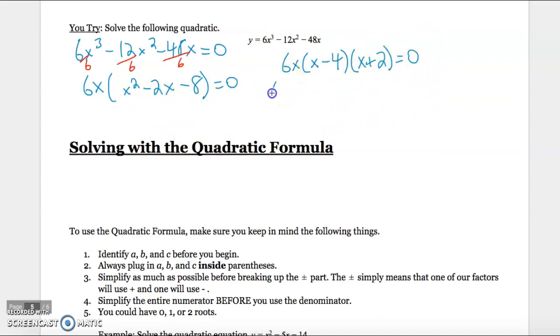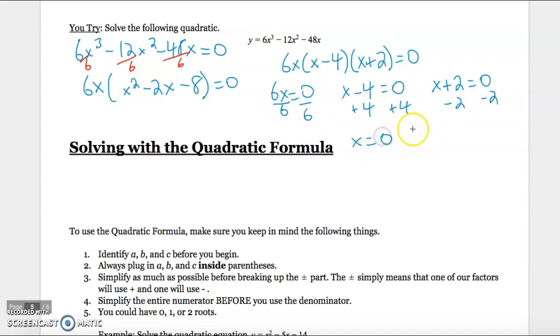Okay. Now we separately set each of our factors with nice handwriting equal to 0. And we solve. So divide by 6, add 4, minus 2. So we get x equals 0 divided by 6 is 0. 0 plus 4 is 4. And 0 minus 2 is negative 2. So those are our solutions for that one.